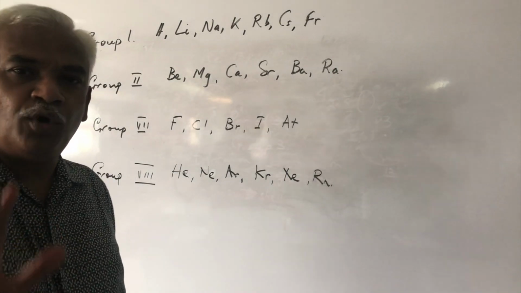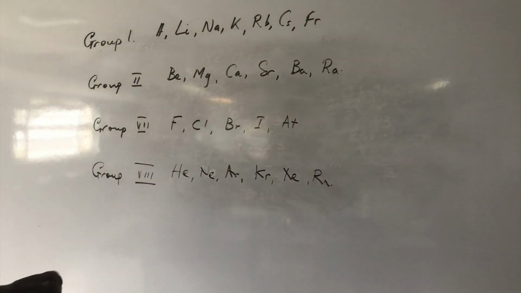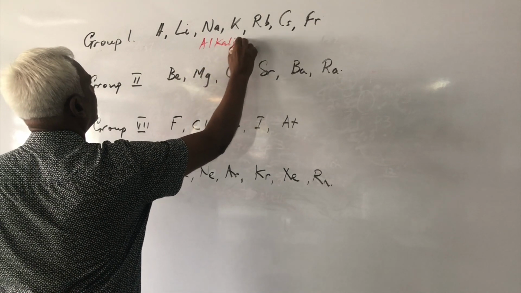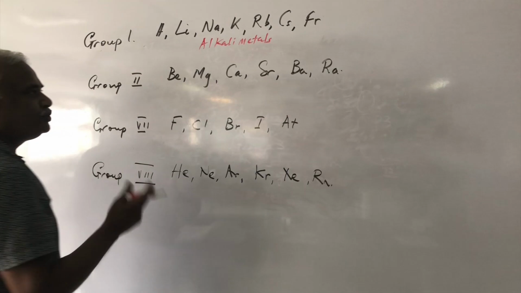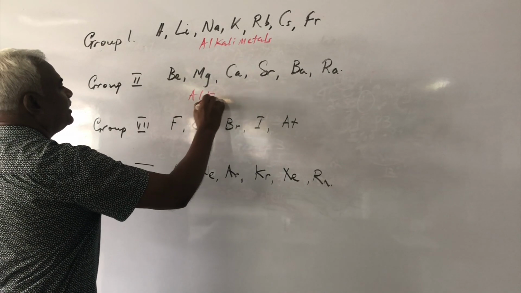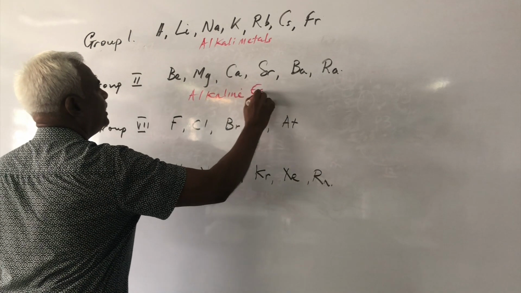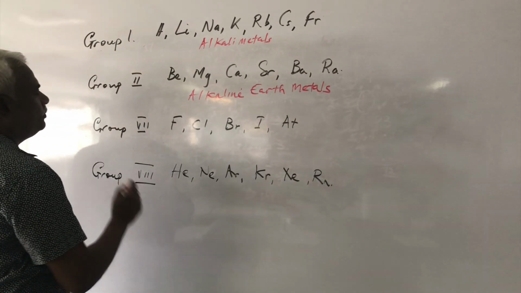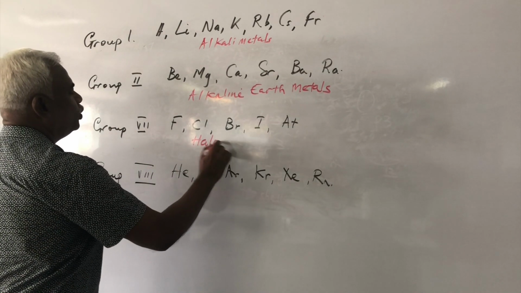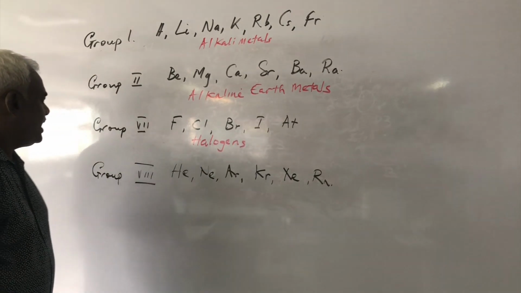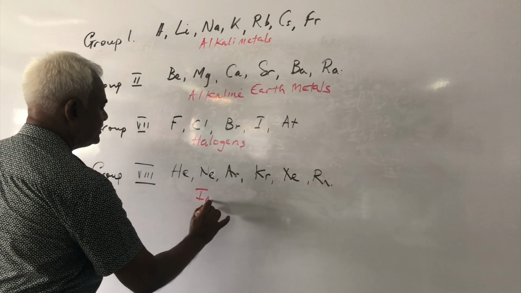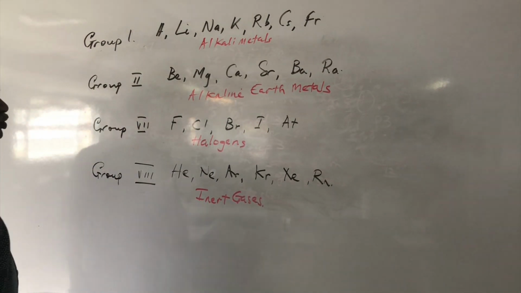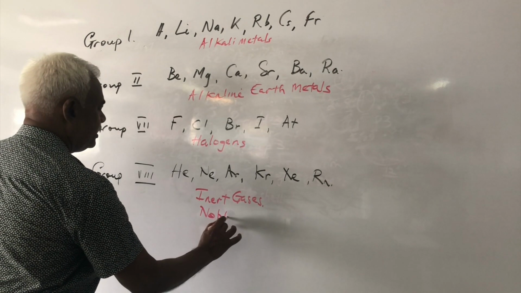Now, it's important for us to have a general idea of these groups. Group 1 is called the alkali metals. Group 2 is called the alkaline earth metals. Group 7 is called the halogens. And group 8 is called the inert gases. The inert gases, also called the noble gases.